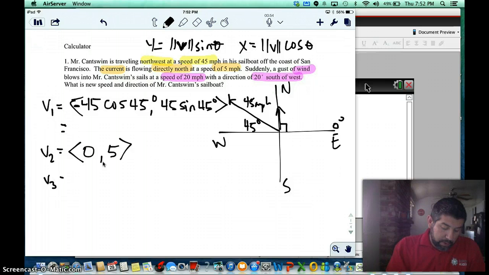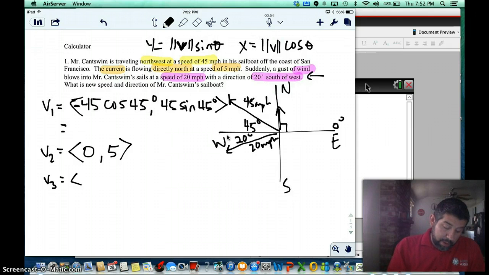Our third one is going to be the wind, and that's 20 miles per hour, 20 degrees south of west. Now, south of west, we're going to start at west, and then we're going to go south. So we're going to go south 20 degrees, and it's going to look like that. And it's 20 miles per hour.